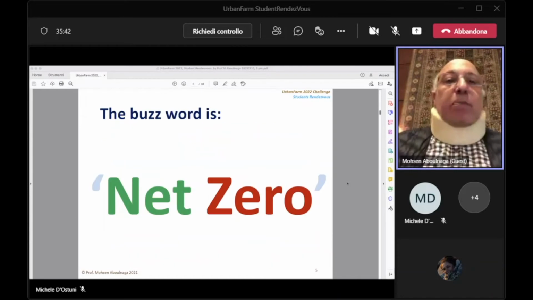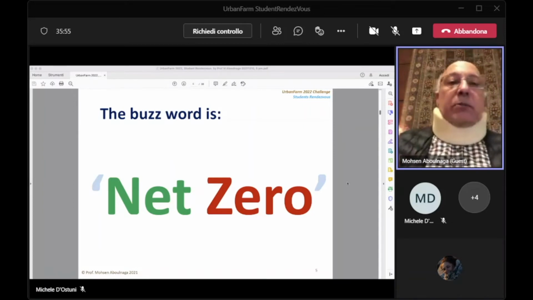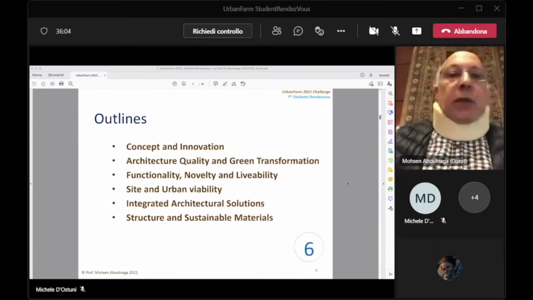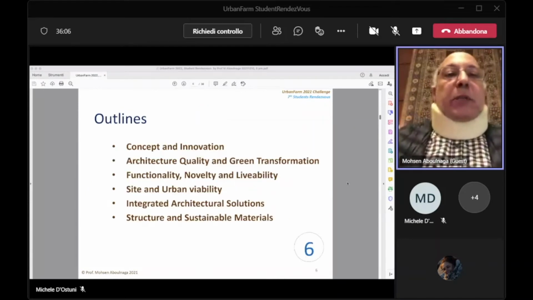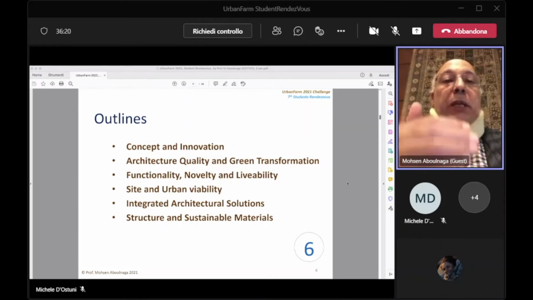So the buzzword is how to create net zero buildings, net zero transport, net zero cities. That's a very difficult equation. I don't think the world will be able to do that, because trillions of dollars are needed to reach net zero cities worldwide. Our presentation today highlights the concept and innovation, how the students can address the concept and innovation architecture design of the competition, also the architecture quality, green tech transformations, functionality, novelty, and livability.